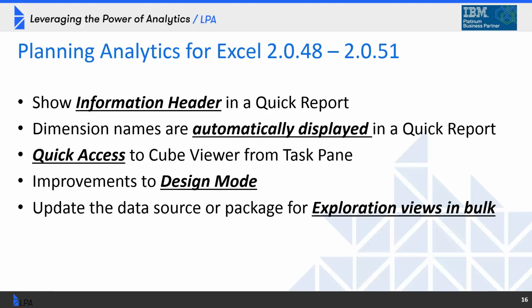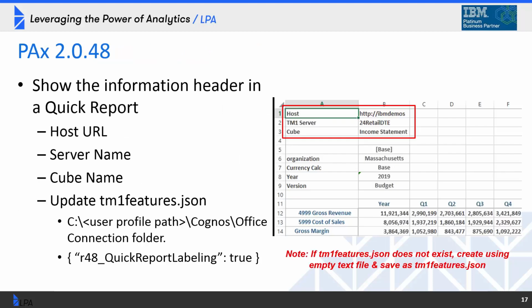The first up is to show the information header in a quick report. Dimension names are automatically displayed in a quick report. Quick access to the cube viewer from a task pane. Improvements to the design mode in PAX. And you can update the data source or package for exploration views in bulk. So we'll go over each one of these in detail.